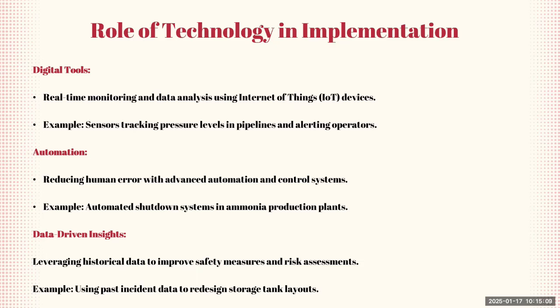Then we also have automation. So now most plants run with automated control systems. So this can reduce human error with advanced automation and control systems. So for example, if an issue happens, an operator doesn't need to intervene and close the systems. We will have automated shutdown systems that can close the plant, for example. And then lastly, we have the data-driven insights, which is using the historical data, we improve safety measures and risk assessments. So this is very important. So we use past incident data to redesign, for example, a storage tank. So these are all important. We see that technology can help to improve our process safety.